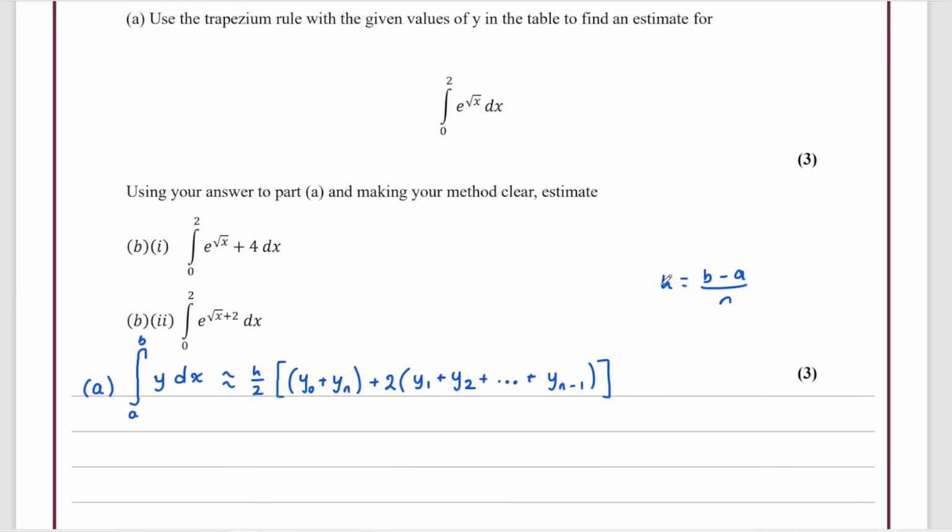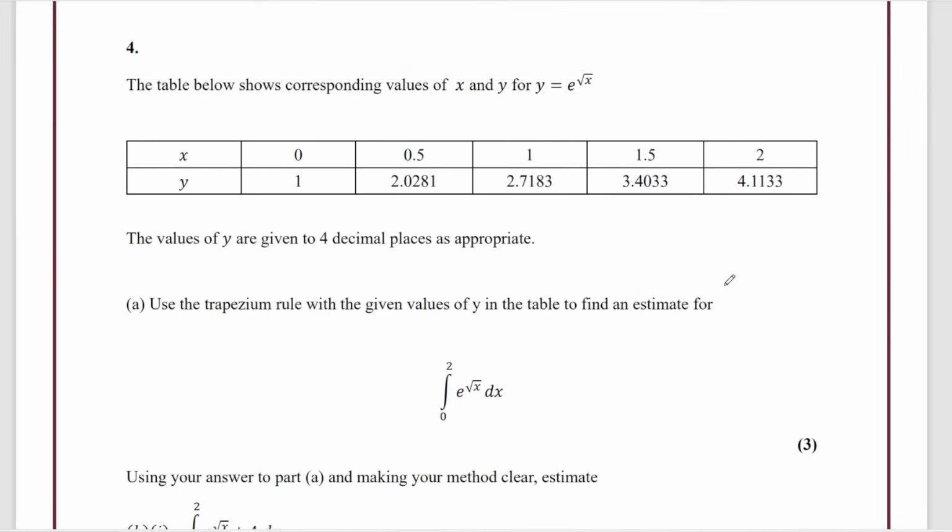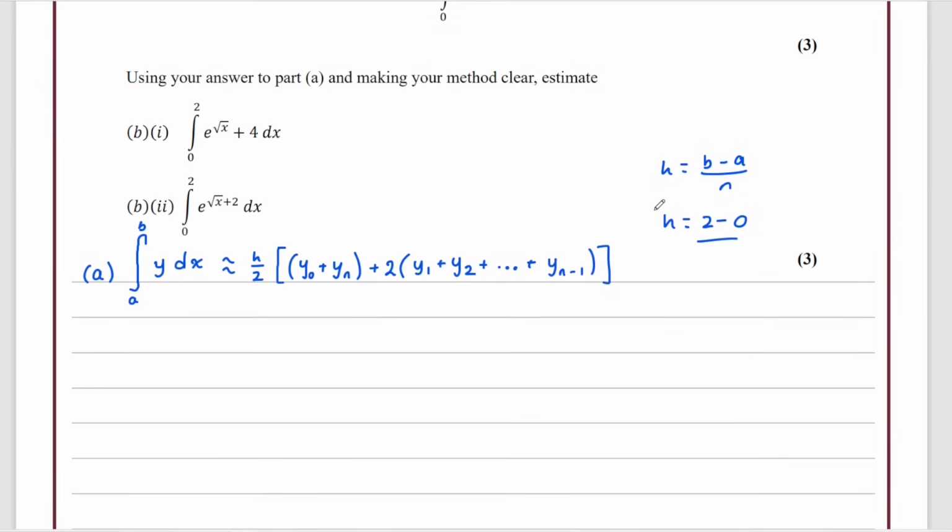In this case, h would be 2, because b is 2 for us here. We've got 2 minus a, which is 0. Then we divide that by the number of strips. In this case, we actually have 4 strips. So we have 5 columns, but this corresponds to 4 strips. That's my first strip, second strip, third strip, and then the 4th strip here, the final one. So we've got 4 strips in total, so it's 2 over 4. So we get a half there.